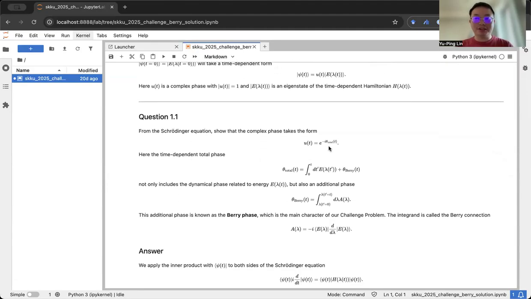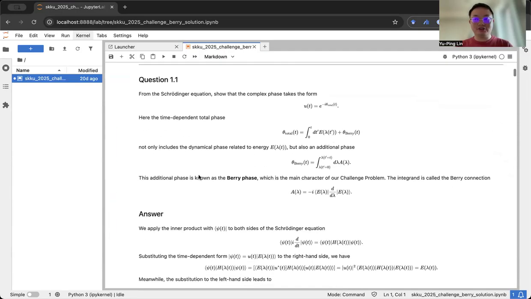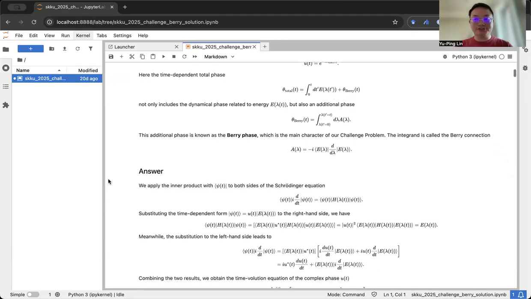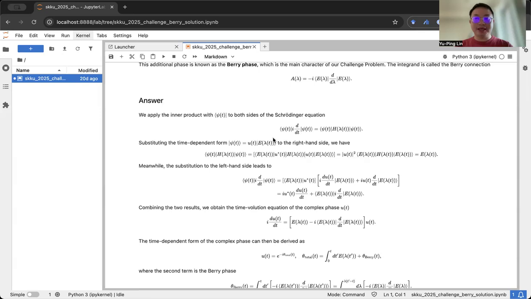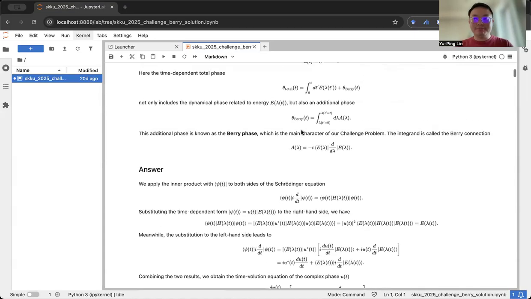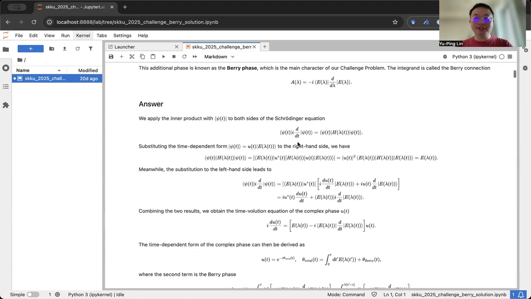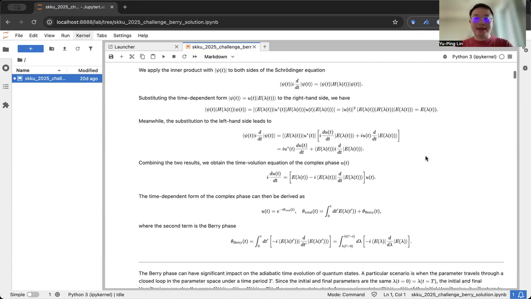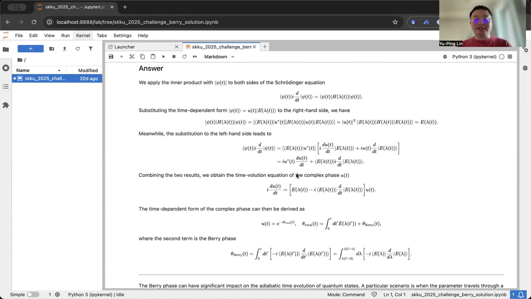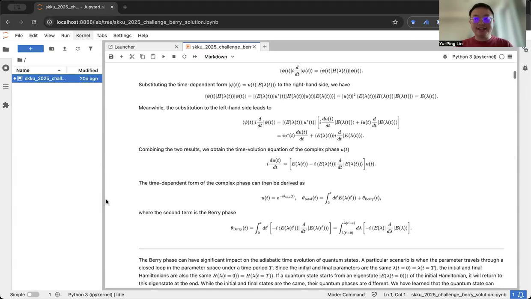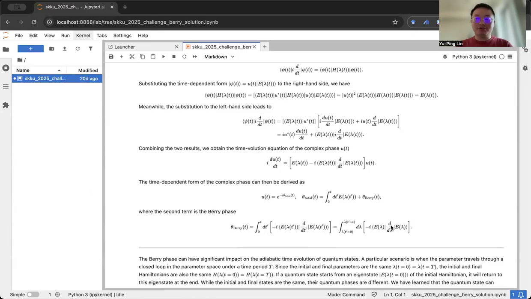So question one is, I wanted you to compute the complex phase, and it will be composed of a dynamical part and a Berry phase. And the Berry phase is the central part of our study. The solution is quite straightforward. We just take the time-dependent Schrödinger equation and take the inner product with the time-dependent quantum state, and we plug in the adiabatic form of the quantum state to both sides of the equation. For the right-hand side, it is straightforward that it is the time-dependent eigenenergy. For the left-hand side, you'll find that it will include the time derivative of the complex phase and the time derivative of the time-evolving eigenstate, which, through some computation, gives us the Berry phase.